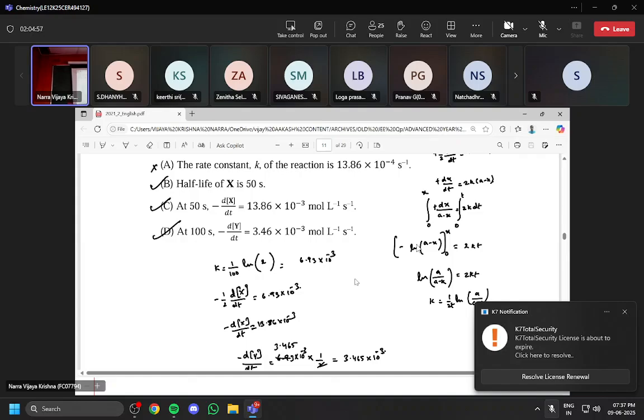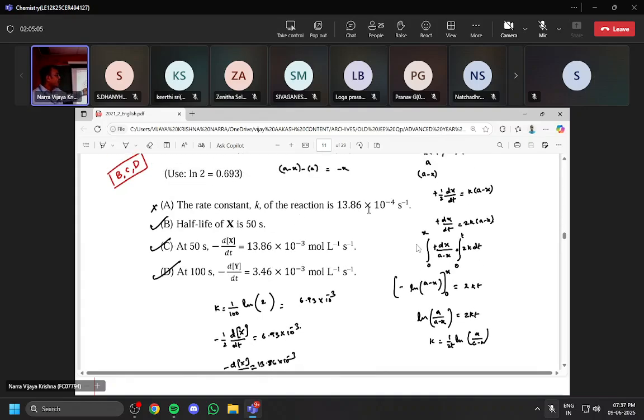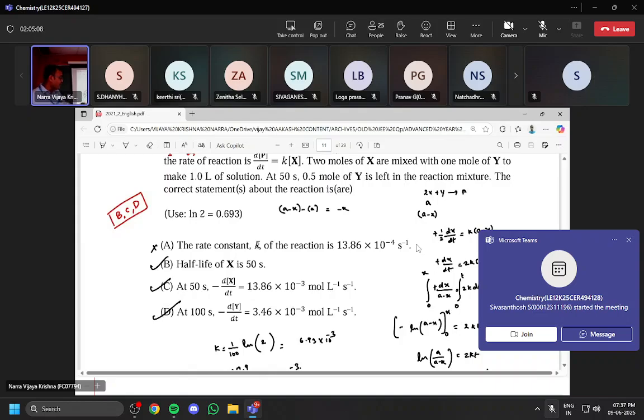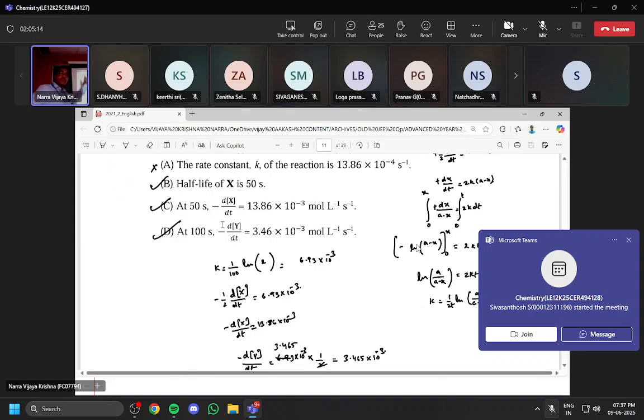Just now, how many questions have we solved? So k equals 1 by 2t ln a upon a minus x. Substitute. Calculate the k value. Calculate the half-life value. When time equals 50 seconds, what is the rate value? At 100 seconds, what is the rate value? Just a substitution and calculating. Easy or not?